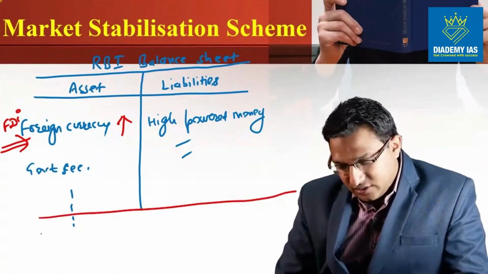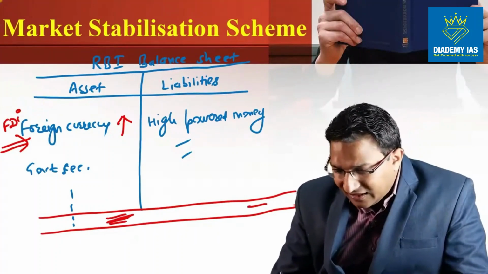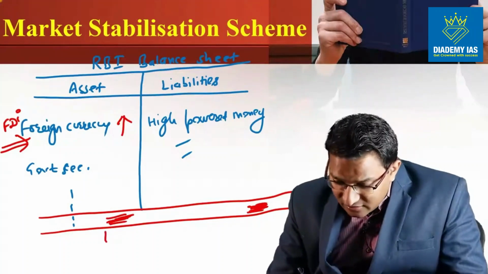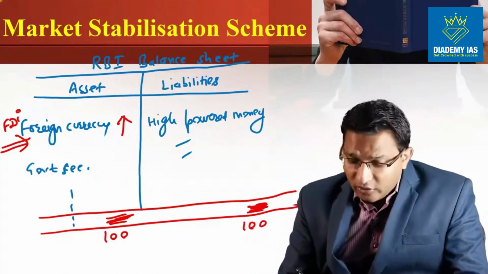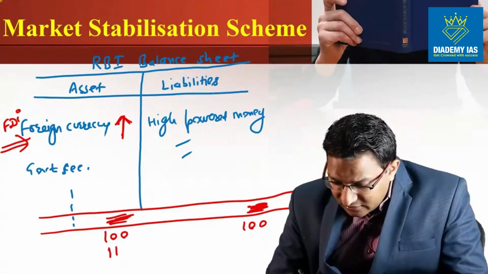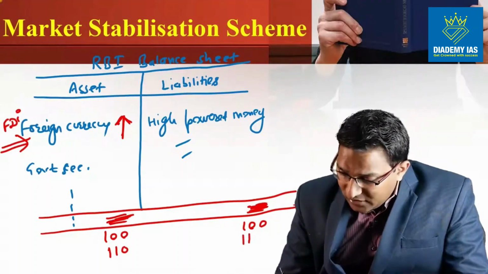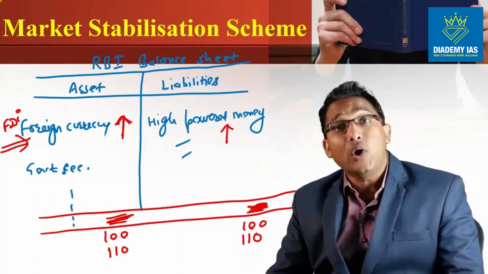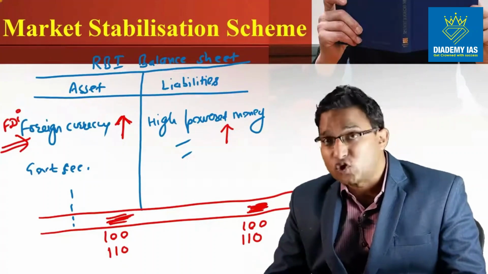this is a balance sheet. In the balance sheet, both the sides, the asset side total and the liabilities side total, both have to match. If on the asset side the total is 100 rupees, on the liability side also it will be 100 rupees. So if on the asset side, because of extra foreign currency, the total becomes 110, on the liability side also this total has to be 110. That means correspondingly this high powered money will also have to be increased, right? So this high powered money has to be increased correspondingly.